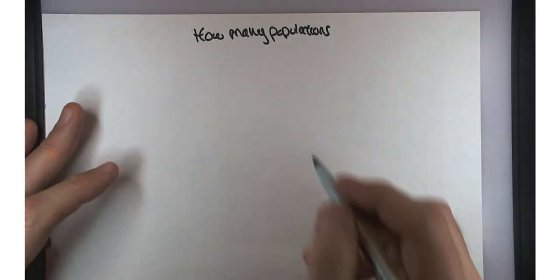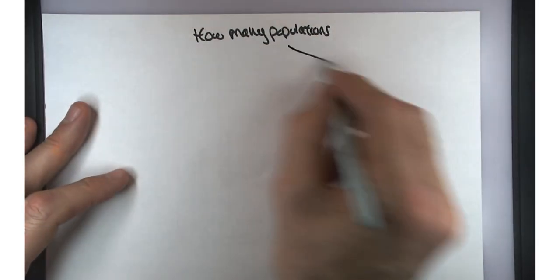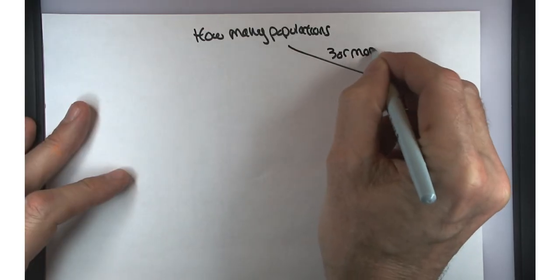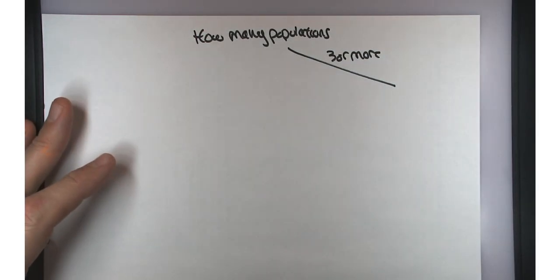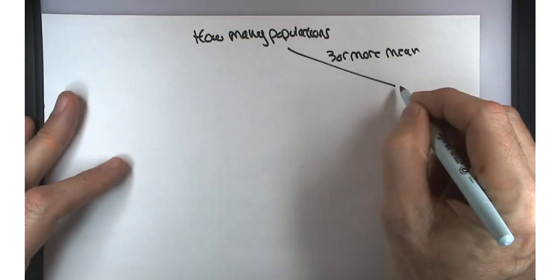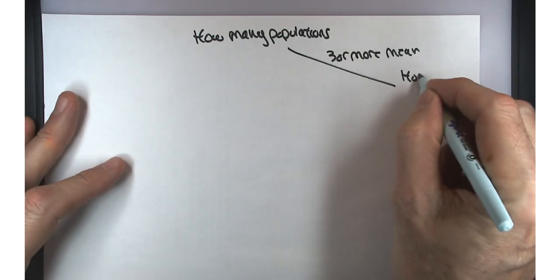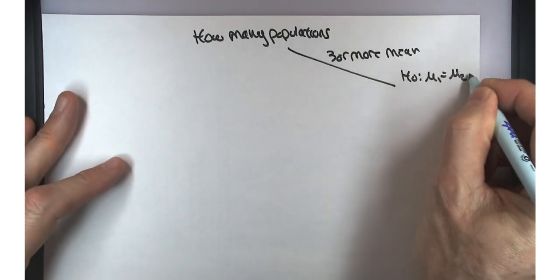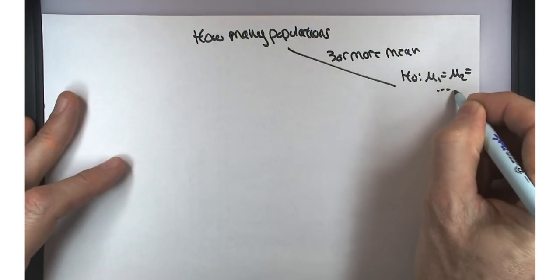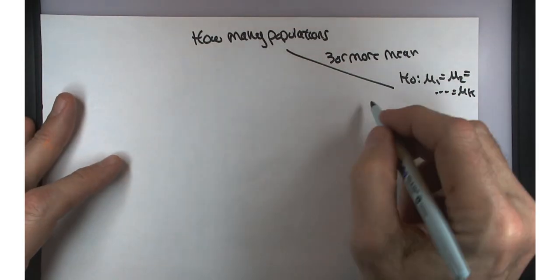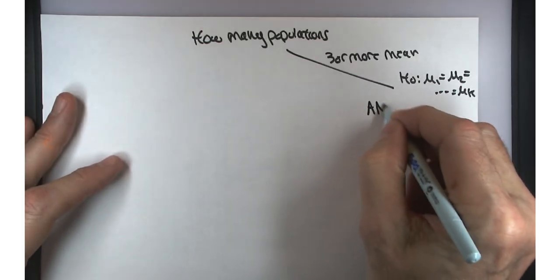So if there's 3 or more, and you're doing tests of a means, then it's going to be a null hypothesis like this: mu1 equals mu2 equals ... equals mu sub k. There's only one test that we have that can handle something like this. That's your ANOVA.